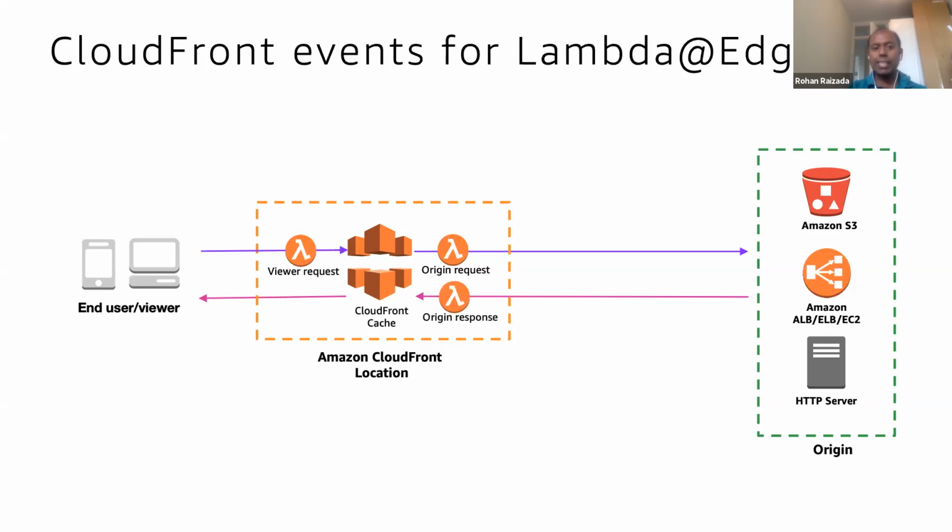Now the origin will send a response back. The event before the content is cached locally in your CloudFront cache is your origin response event. Once we get the response, if it is cacheable, we will cache it, and then we will send the response back to the viewer, and this is the viewer response event. So these 4 events are really critical for you to understand in some of the use cases that we are going to take a look at right now.